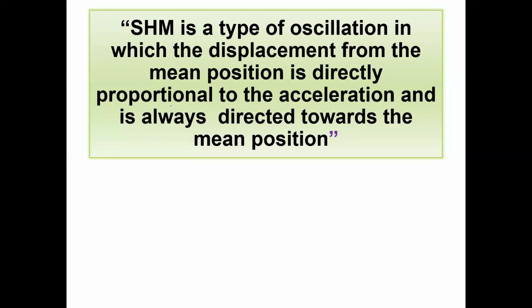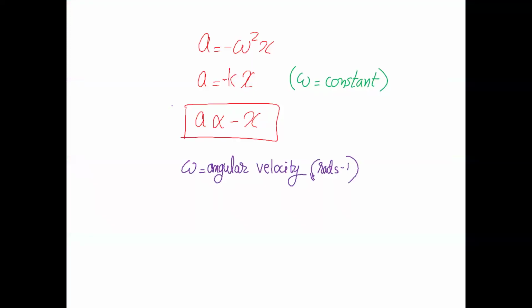What is simple harmonic motion? The main idea is oscillation. It's a type of oscillation in which the displacement from the mean position is directly proportional to the acceleration and is always directed towards the mean position. So this is the displacement, and look at the relation. A is proportional to minus x. So what's the core idea?